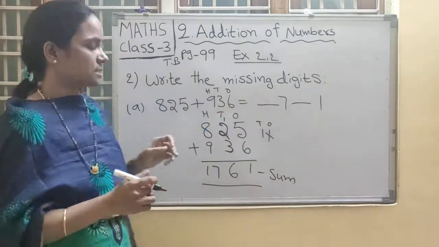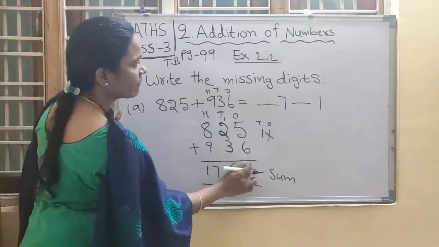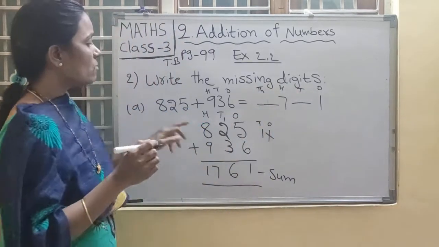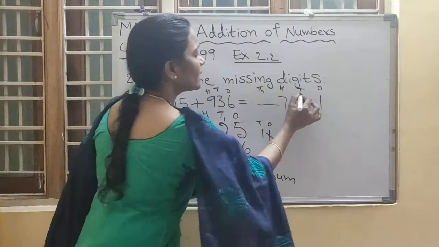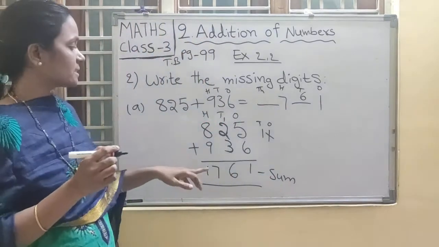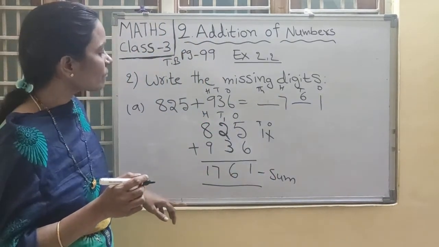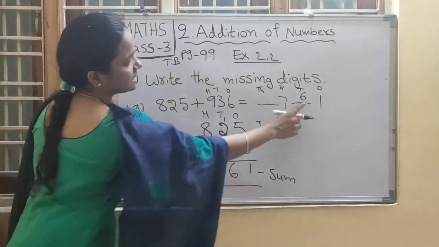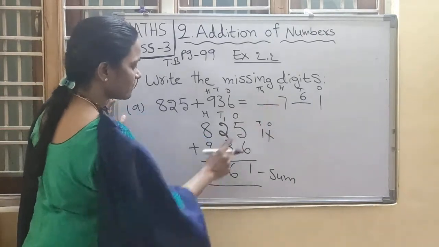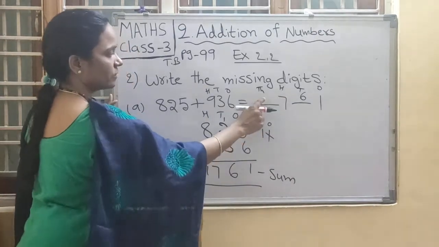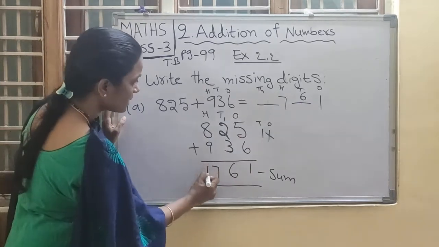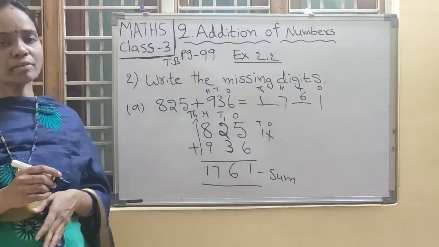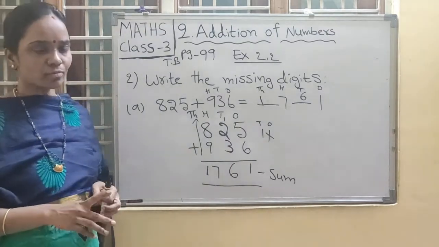So now write the missing digits. What is the ones place digit here? 1. Ones place, tens place, hundreds place, thousands place. What is the tens place digit? 6. So here write down 6. What is the hundreds place digit? 7. Already they wrote it. What is the thousands place digit? This is the thousands place digit. So 1. So in this way we will write. Have you understood, children? Shall we take one more example?